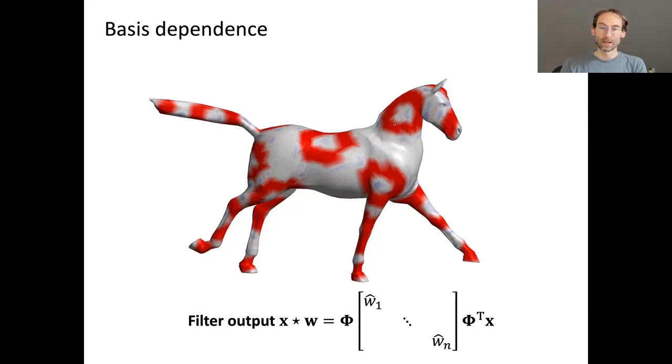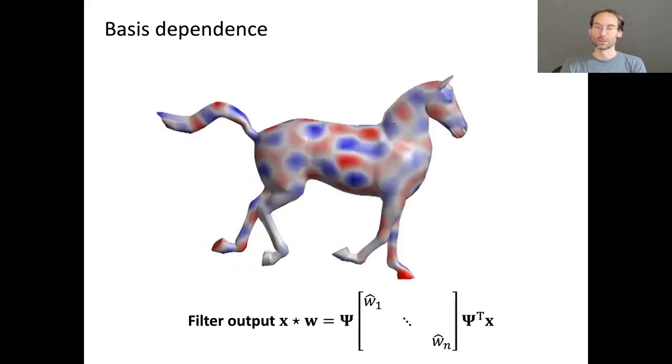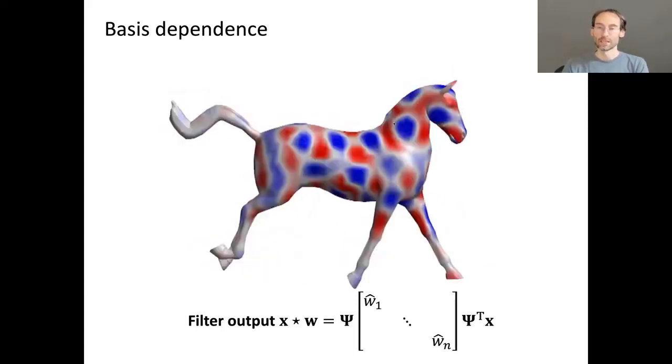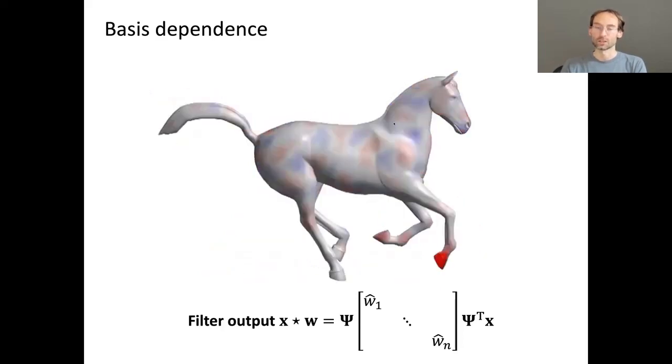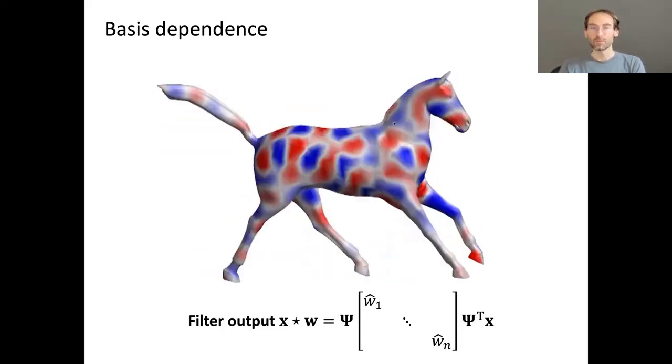Now I will slightly deform this graph by moving the horse a little bit. As a result, the Laplacian will change a little bit. The eigenvectors will change, actually quite significantly, especially at high frequencies. If I keep the filter coefficients the same, I will get a completely different result. So basically, it is not stable under perturbation. It doesn't generalize across even very similar domains.